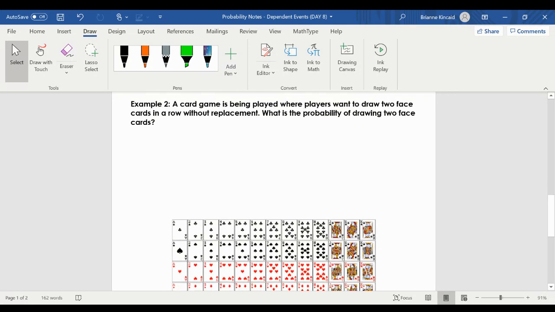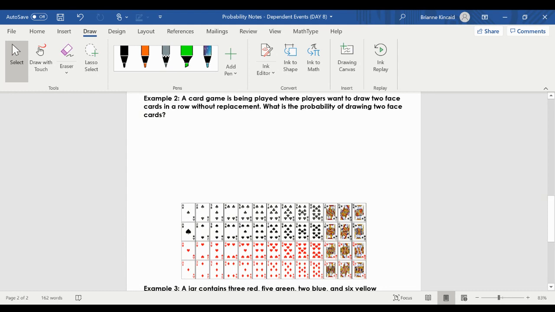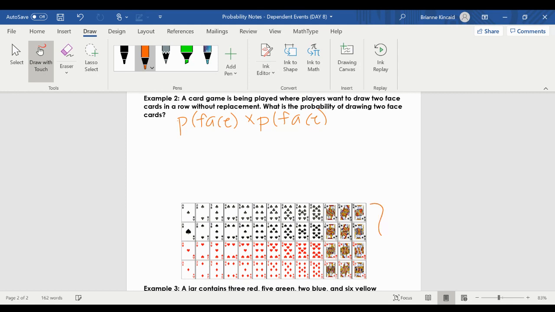Alright, so for our next example, a card game is being played where players want to draw 2 face cards in a row without replacement. What is the probability of drawing 2 face cards? That's the probability of drawing a face times the probability of drawing a face. So looking at my sample space right now, I currently have 52 possibilities. Of those 52, 12 of them are face cards.